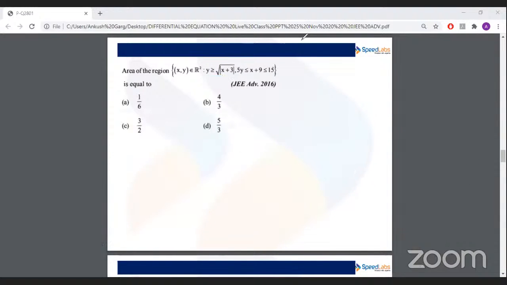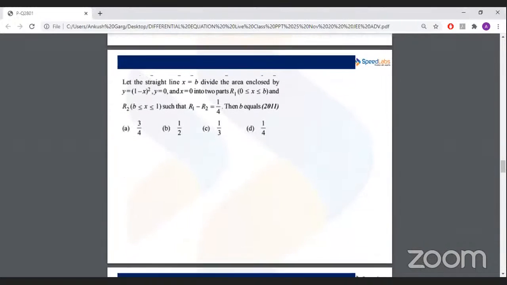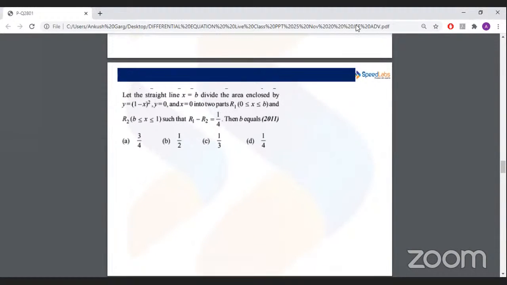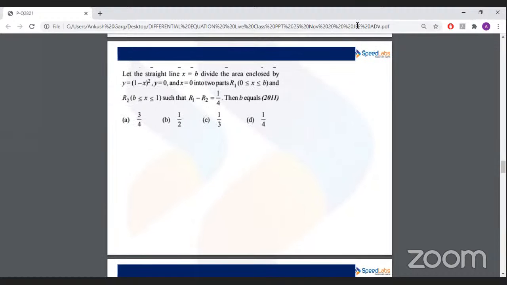Okay, let's move to the next one. Let the straight line x equal to b divide the area enclosed by y equal to 1 minus x square, y equal to 0, x equal to 0 in two parts, that is R1 and R2, such that R1 minus R2 is given to you. बेटा, R1 minus R2 का वैल्यू आपको गिवन है यहाँ पर. So what you have to find is the value of b.